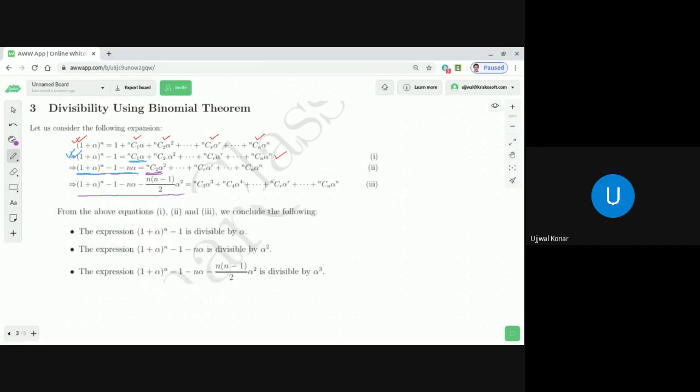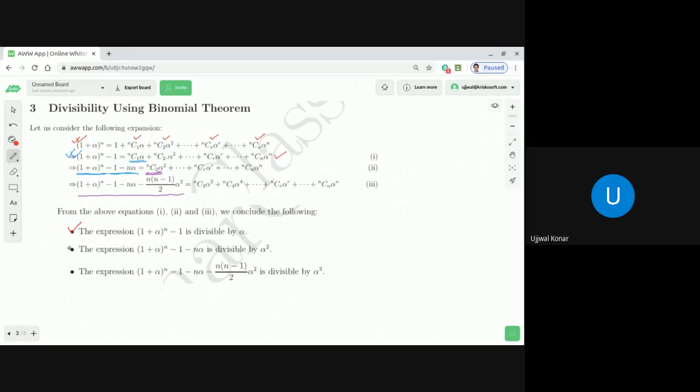So from the above equations 1, 2, and 3, we conclude that the expression (1 + alpha)^n - 1 is divisible by alpha. I hope all of you agree with me. If someone is not able to understand, please do let me know.